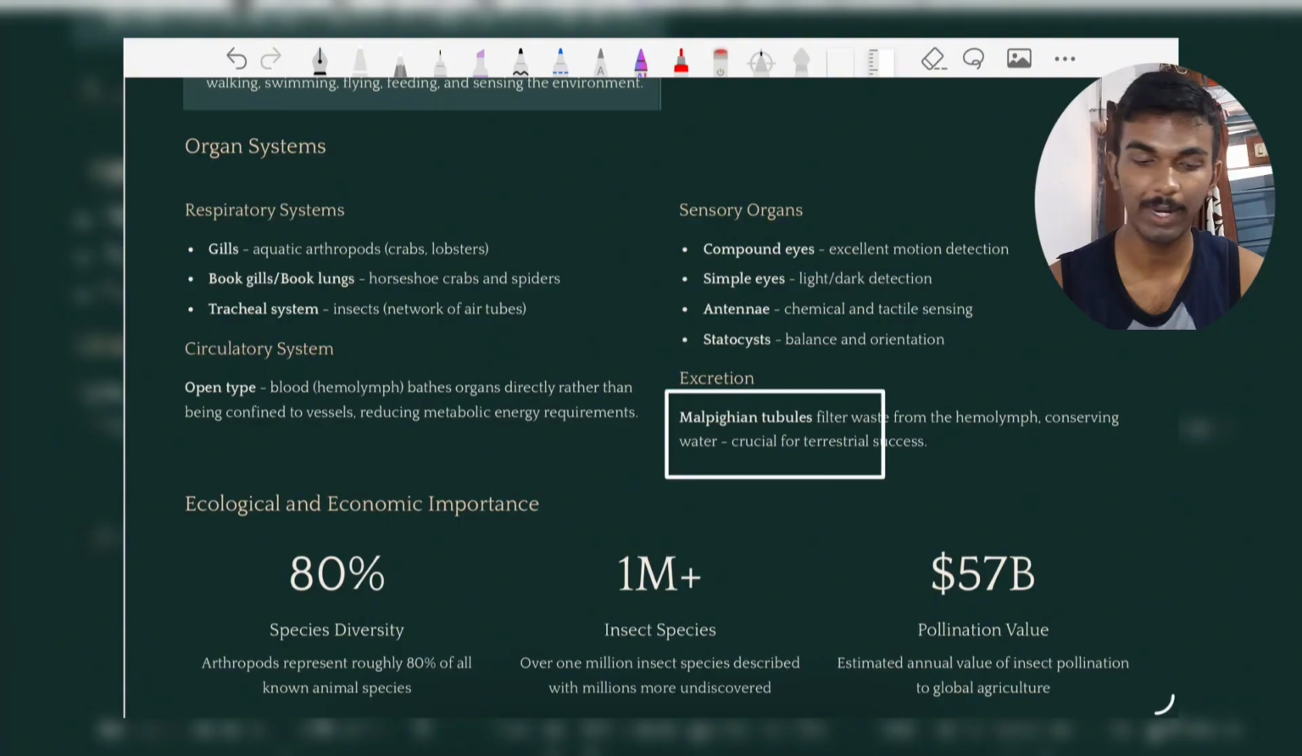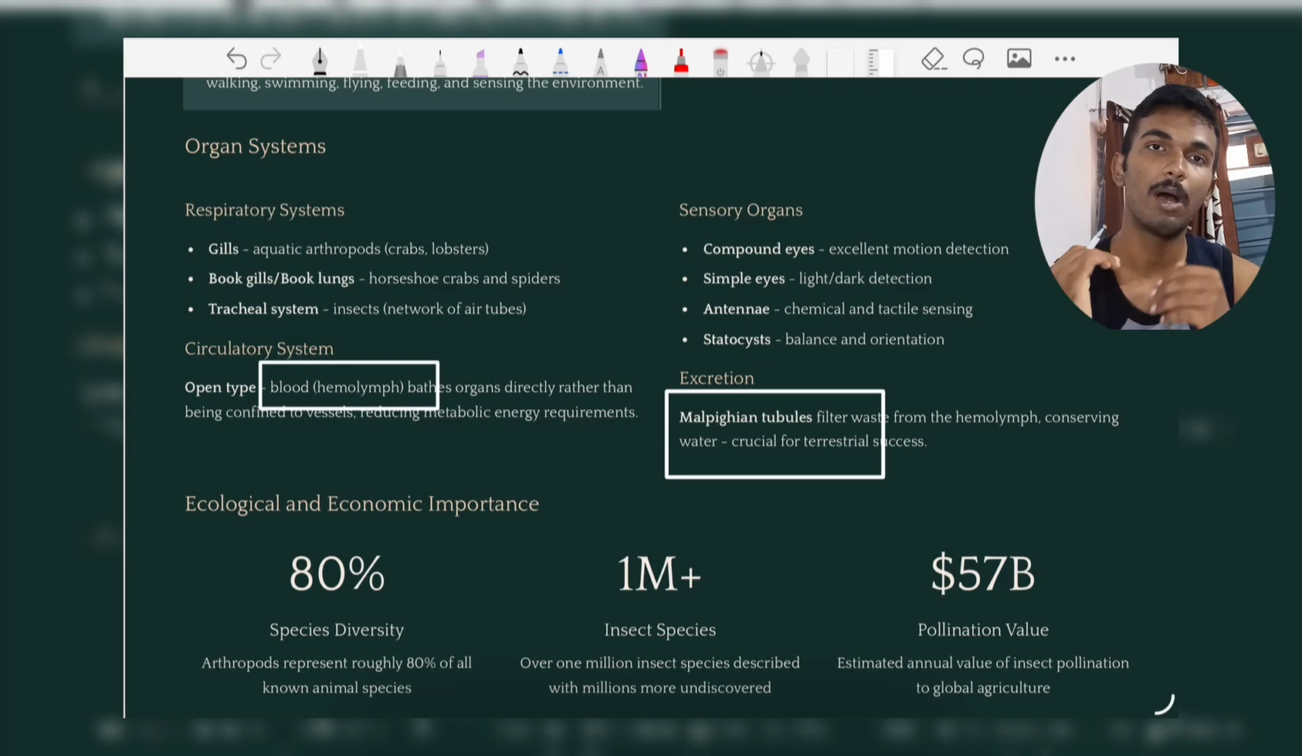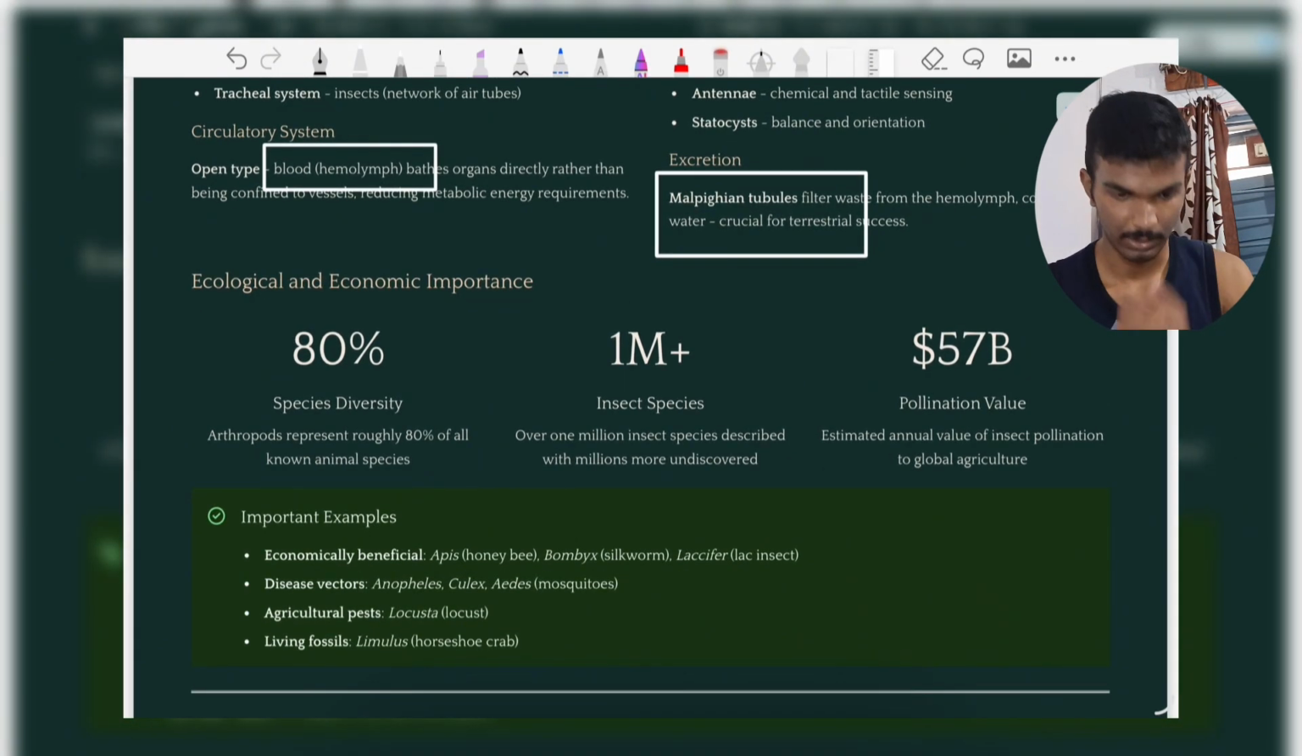Malpighian tubules are used for excretion, and hemolymph is the blood that flows over the organs of the arthropods. Ecological and economic importance.